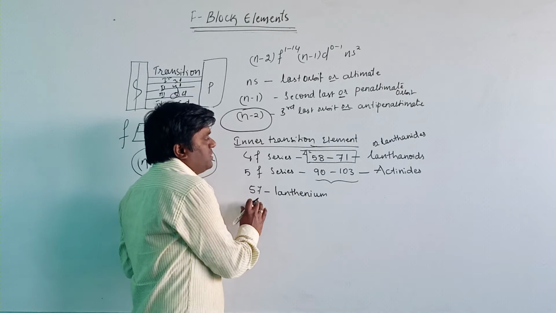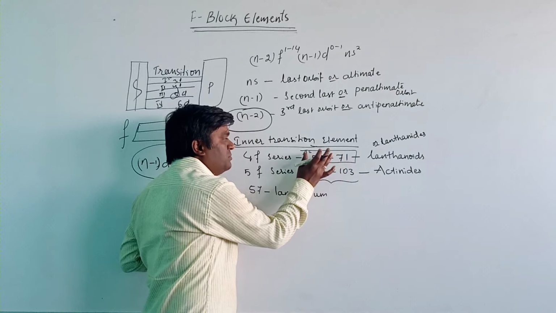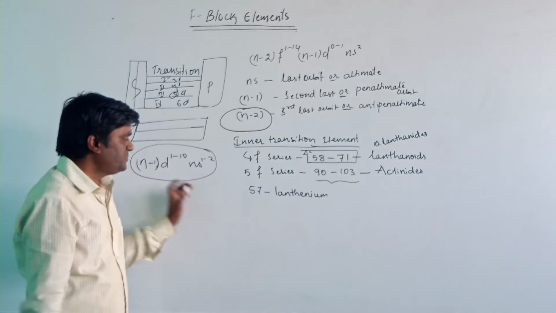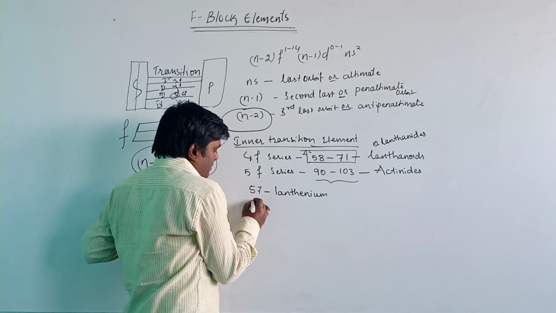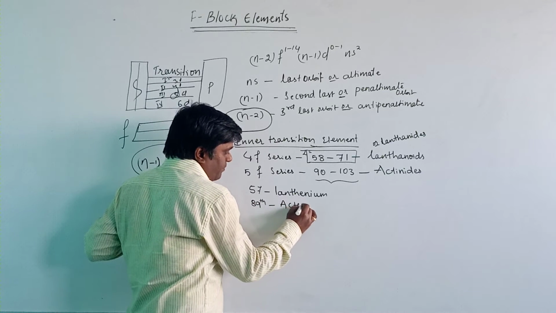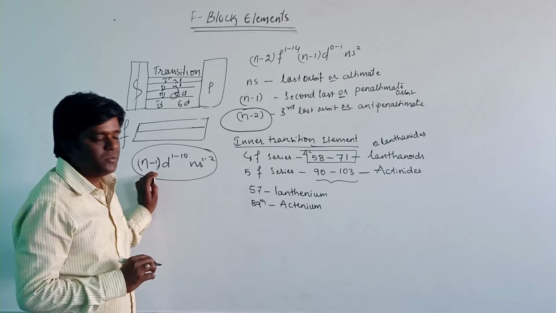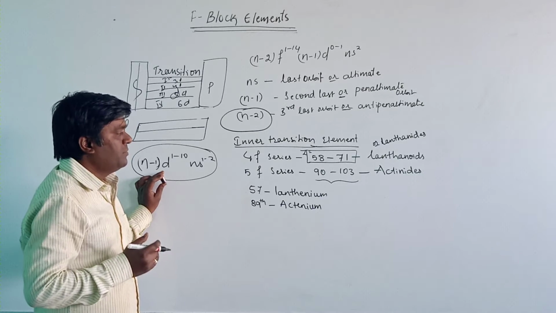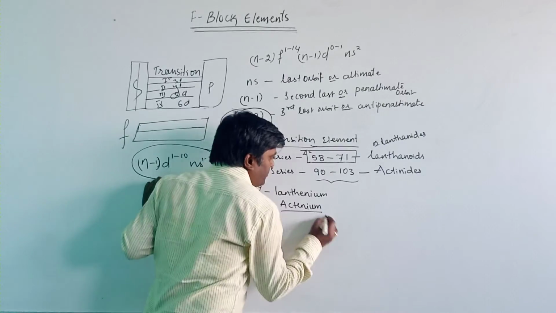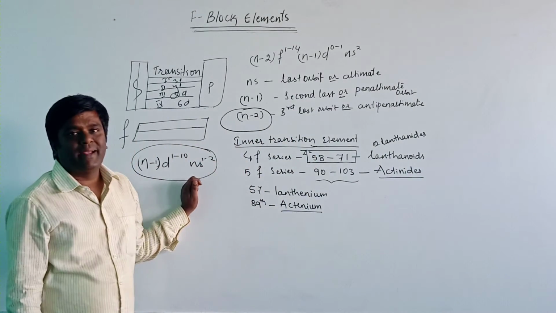The atomic number 57 element is lanthanum. The elements from atomic number 58 to 71 show properties similar to lanthanum. Therefore, the name is given as lanthanides. The element with atomic number 89 is actinium. The elements from atomic number 90 to 103 show properties similar to actinium. Therefore, the name is given as actinides.